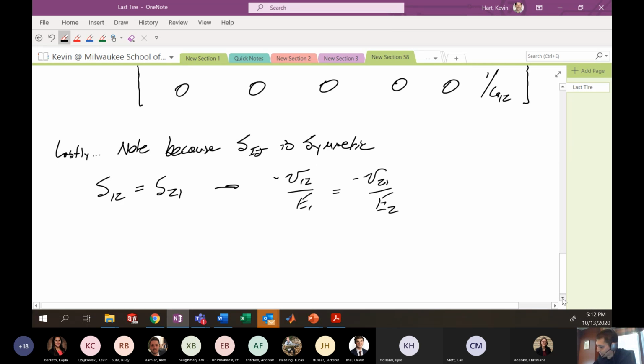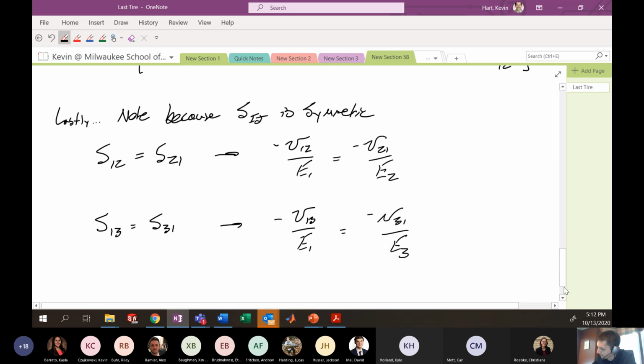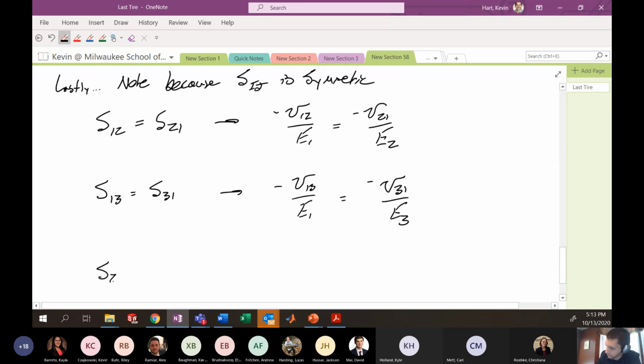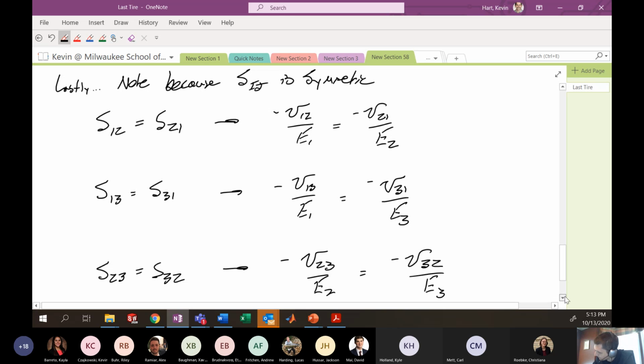You could see this other example manifesting itself with the 1, 3 and the 3, 1 entries. Or here, this is negative nu 1, 3 on E1 equal to negative nu 3, 1 on E3. And lastly, if we look at the 2, 3 entry and the 3, 2 entry of S, we'll have negative nu 2, 3 on E2 is equal to negative nu 3, 2 on E3.